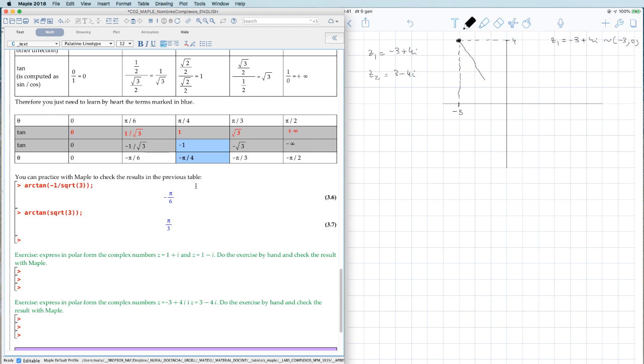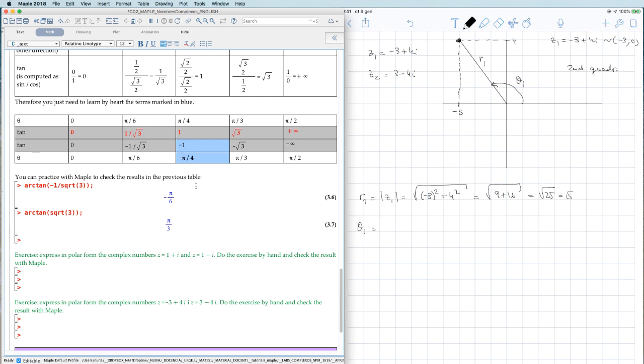So now we have that this is going to be r1, and this argument is going to be the argument of z1. So we are in the second quadrant. So let's use the formulas. r1, which is going to be the modulus of z1, is going to be the square root of minus 3 squared plus 4 squared. So it's going to be the square root of 9 plus 16, which is the square root of 25, which is going to be 5.